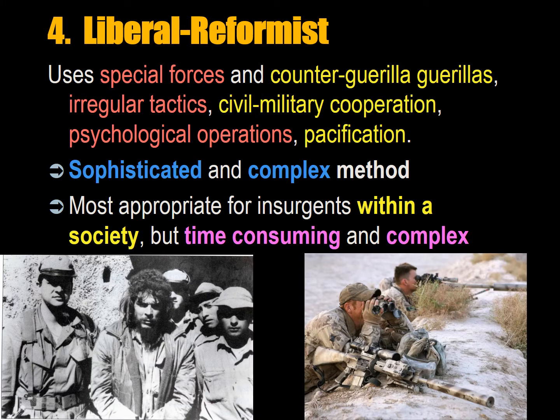The fourth type of counterinsurgency is the liberal reformist. It uses special forces and counter-guerrilla guerrillas, irregular tactics, civil military cooperation, psychological operations, and pacification. It's sophisticated and has a complex method of counterinsurgency. It's most appropriate for insurgents within society, but it's time-consuming and difficult.